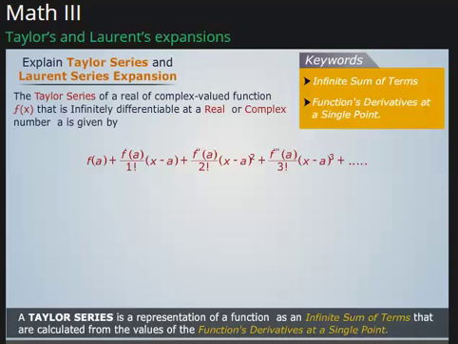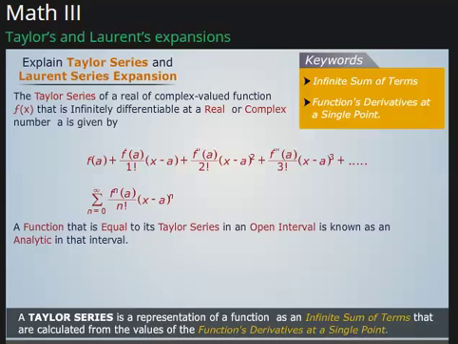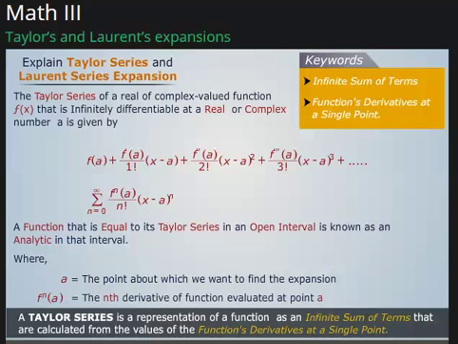This can also be written as, a function that is equal to its Taylor series in an open interval is known as analytic in that interval, where a is the point about which we want to find the expansion. f^(n)(a) is the nth derivative of the function evaluated at point a.